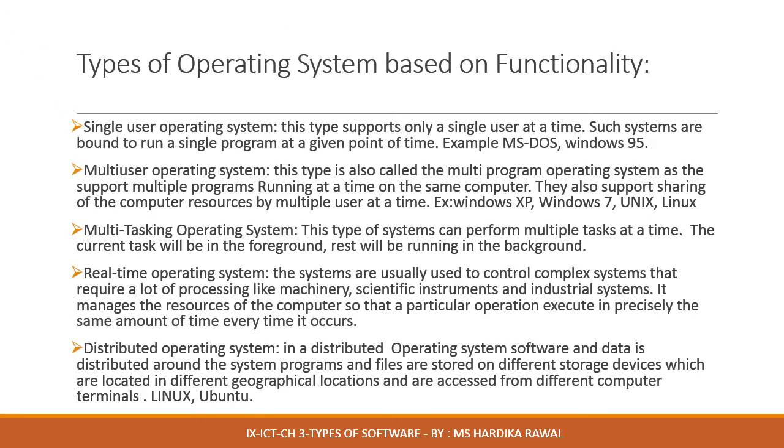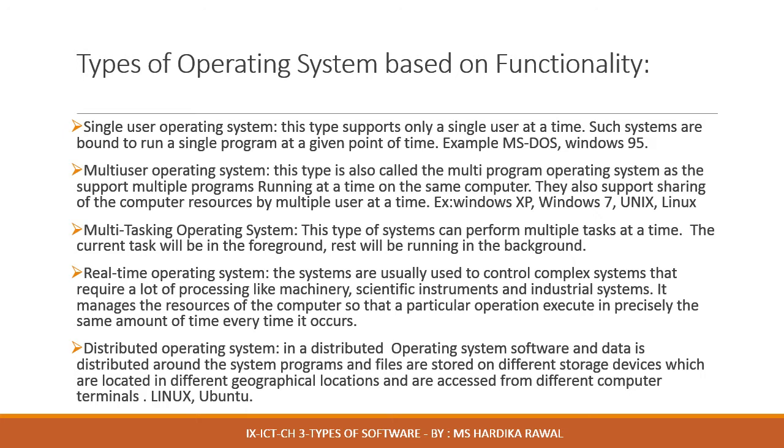Now we'll see the types of operating system based on their functionality. An operating system plays a major role between the user and the computer system. Based on the functionality of an operating system, it is classified into the given types. First one is single user operating system. This supports only a single user at a time, that is, a single user can operate or use the system resource at a time. Such systems are also bound to run a single program at a given point of time.